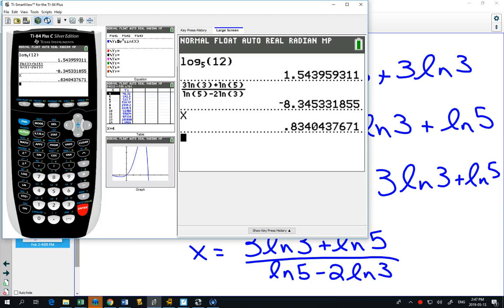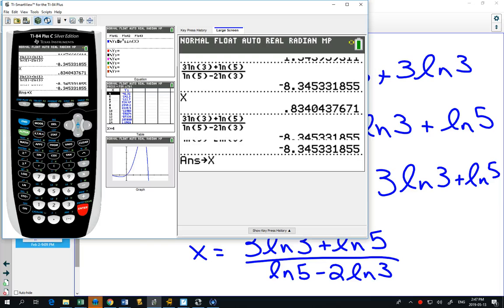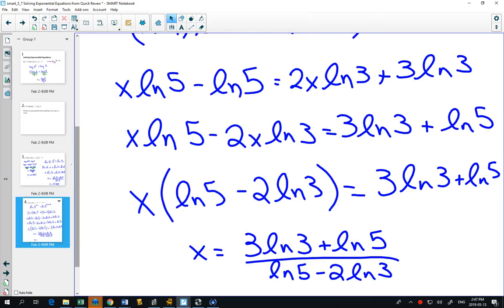Negative 8, no, I did not store it as x. I hit the wrong button. Try that again. So get my answer, then hit store as x. Perfect. Negative 8.35.